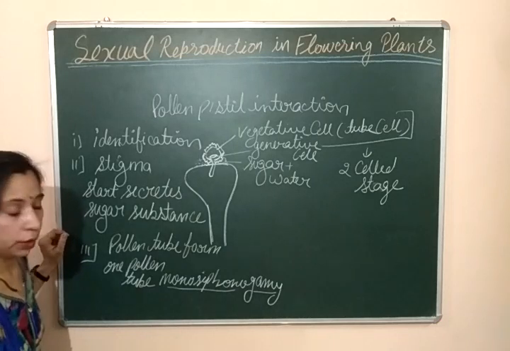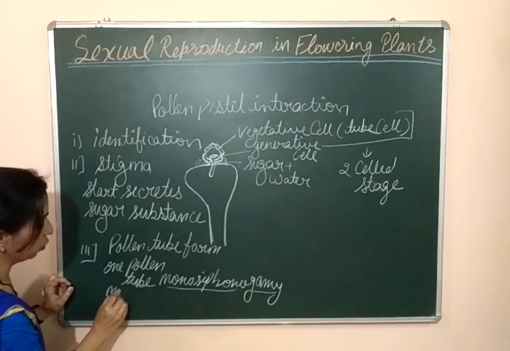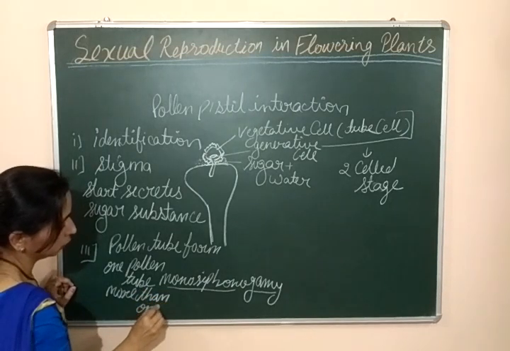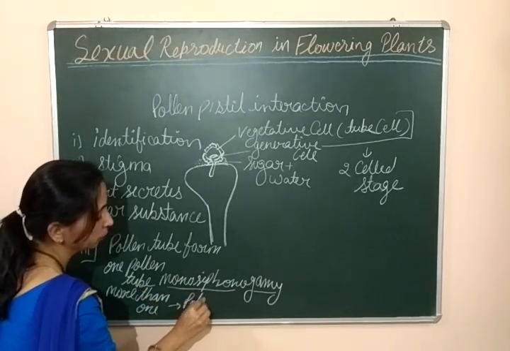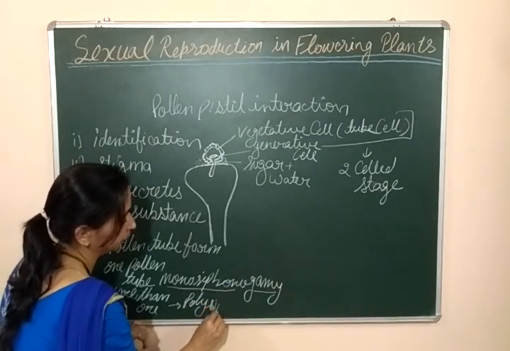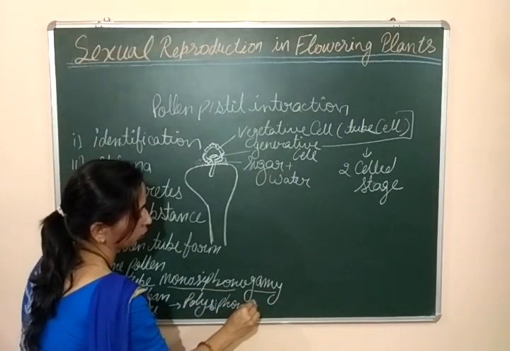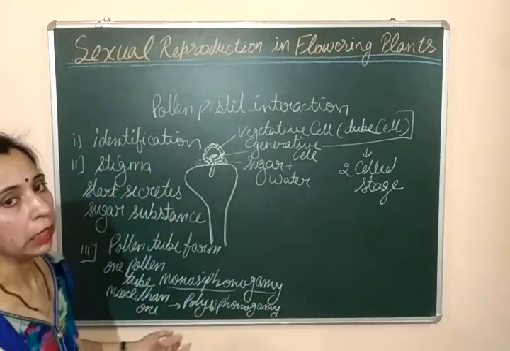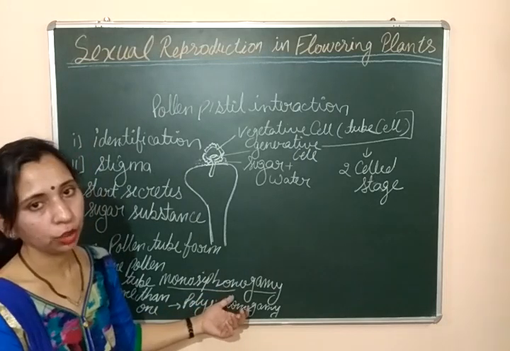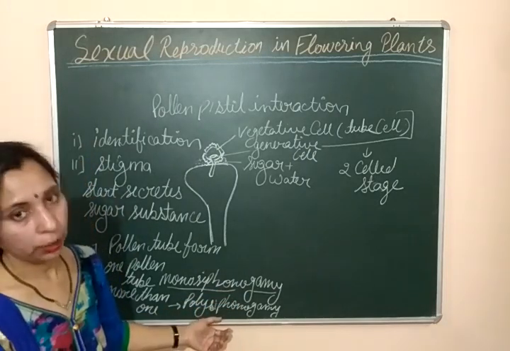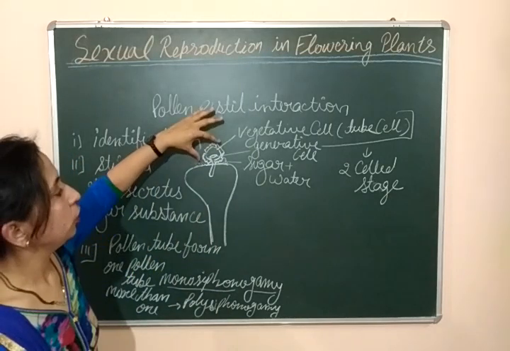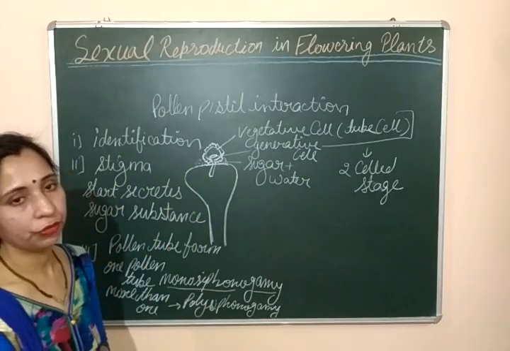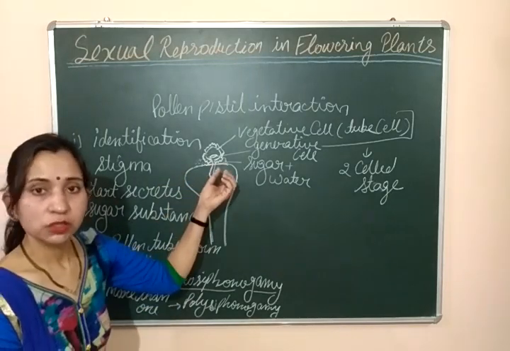When more than one pollen tube is formed, then it's known as polysyphonogamy. So here we see two types of condition, monosyphonogamy and polysyphonogamy, when one pollen tube forms and when more than one pollen tube is formed. After the germination, they start forming pollen tubes. Pollen tubes now start entering inside the style part.